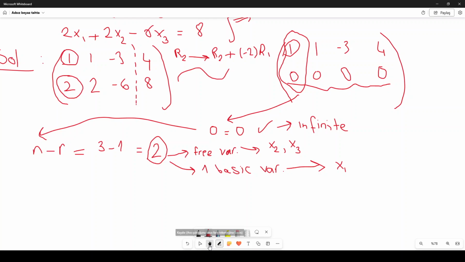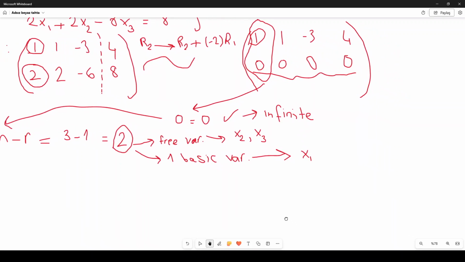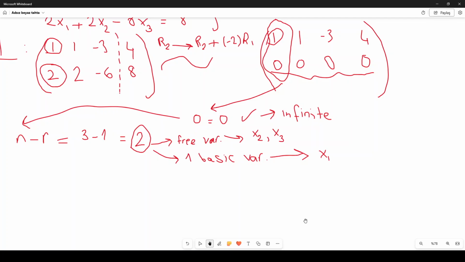So then what are we gonna do? After deciding what these variables are, we try to somehow express the basic variable in terms of free variables by applying the back substitution method in the row echelon or the reduced row echelon form. And the last row has only zeros, so I just move to the row right above it, the first row.